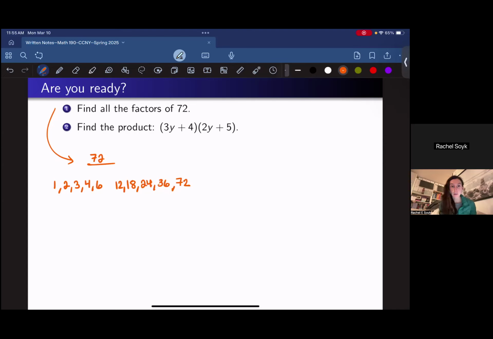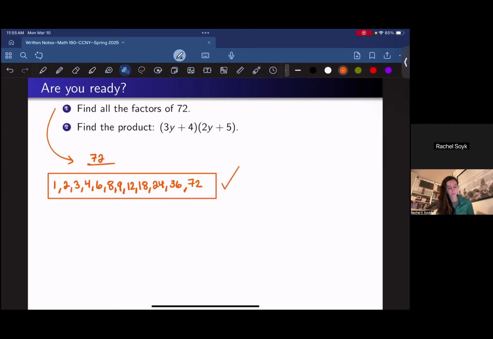Does 7 go into 72? It does not. Does 8? Yeah, it does. 8 goes into 72 9 times. And we already said that 9 goes into 72, we just said that 8 times. So we've completed all of our factors. These are all of them. And we're done.